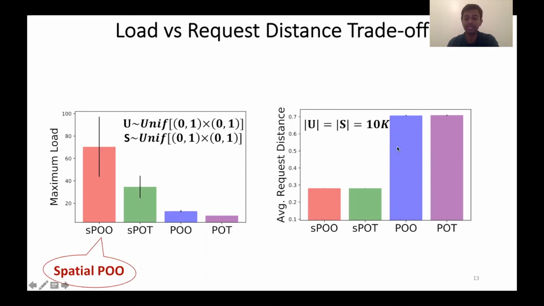The setting here is that we have 10,000 users and servers distributed uniformly at random on a 1x1 square. The left bar plot here is the maximum load for all these four policies, and the right plot here is the average request distance for these four policies.